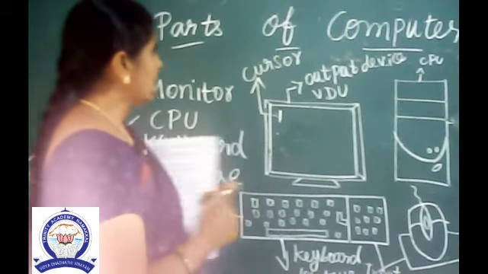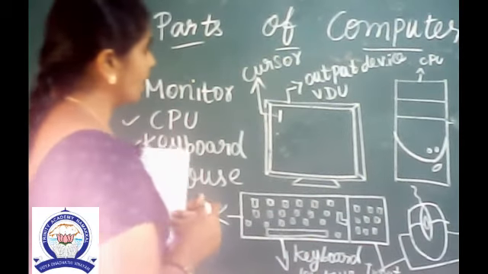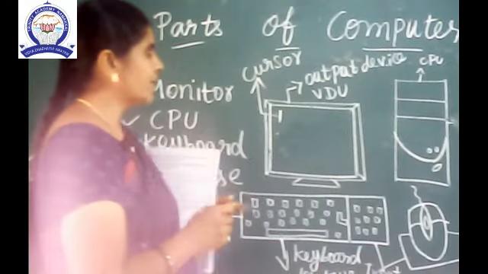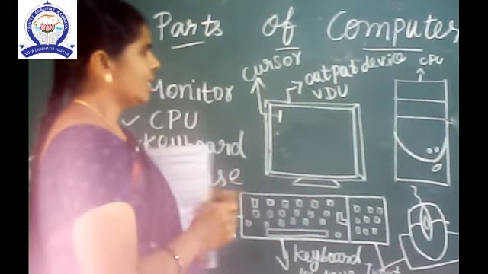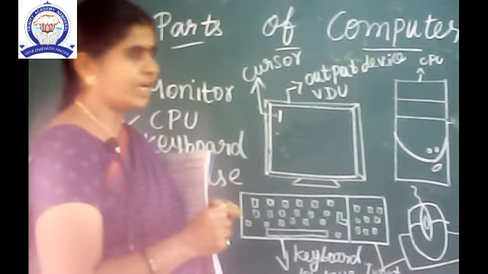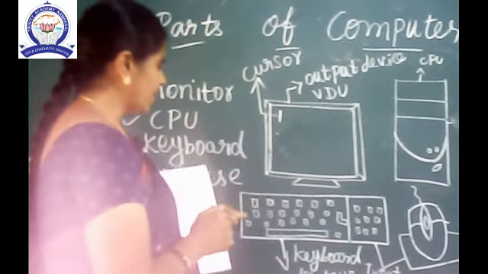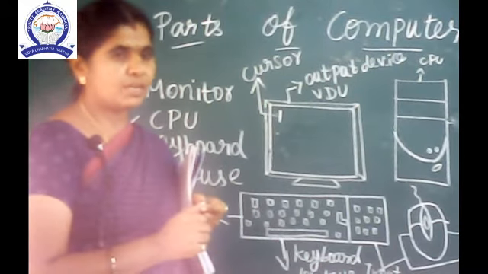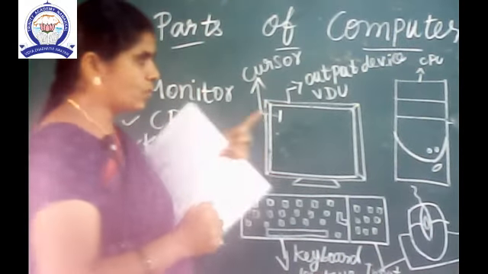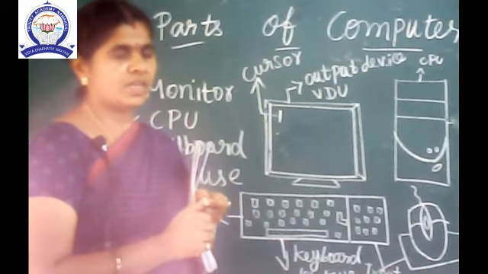So see the board now. The name of the chapter is parts of your computer. I draw a picture. Monitor, CPU, keyboard and mouse. Monitor is an output device. The other name of the monitor is VDU, visual display unit. And the next one is CPU. CPU is the processing unit. And next one is keyboard. Keyboard is an input device. And the other one, mouse, is also an input device. So these four are the very, very essential parts in a computer.